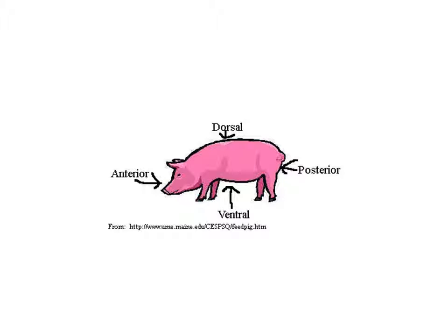So, there is a full set of terms in your book. You should familiarize yourself with that, but you should definitely know the basic coordinate system that we talk about, the sides of an animal. So anterior means the front, posterior means the butt, ventral means the belly, dorsal means the backside.